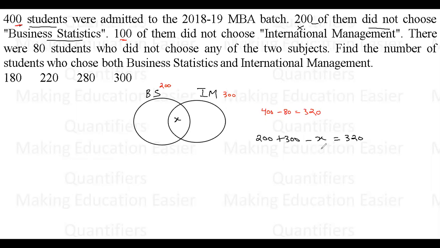So students, we need to find number of students who chose both business statistics and international management. So we need to find x. So from here you will get x is equal to 500 minus 320. So students, 180 is the answer, right? 180 is the answer. So again, you can see very easy question.